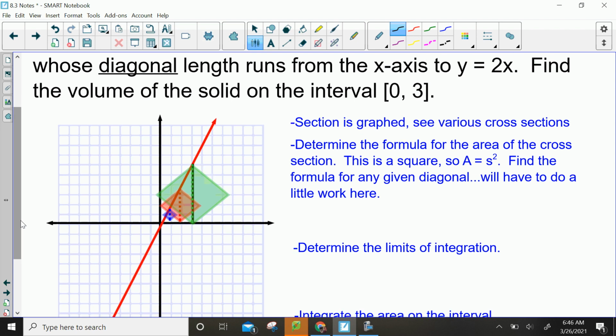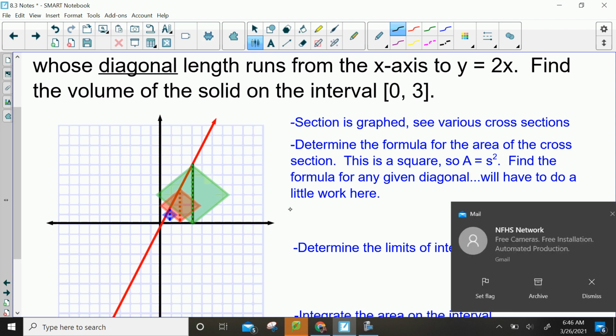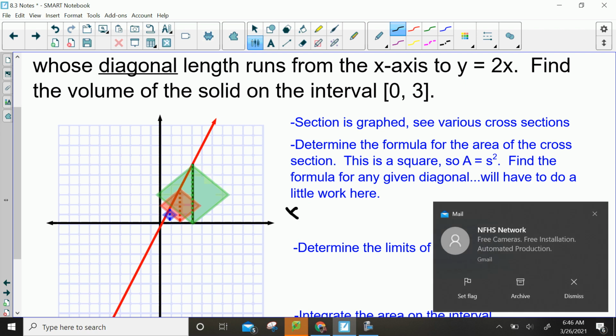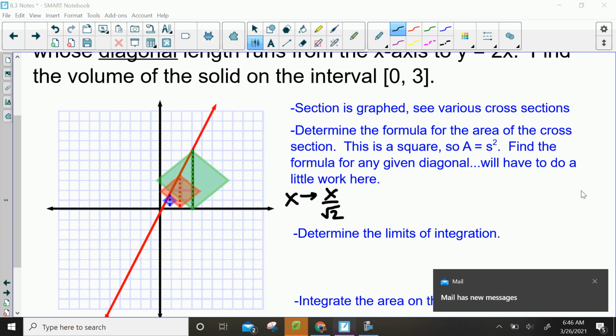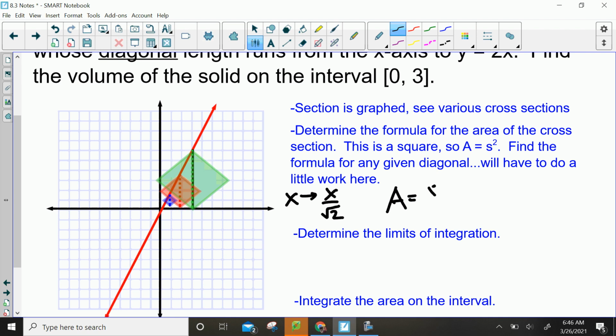So in any square, if we have the diagonal x, its side length then is x divided by square root of 2. That's your 45-45-90 triangle. And then to find the area, we are taking x divided by square root of 2, squared. So you get x squared over 2. That's our new area. Our limits, of course, we're going from 0 to 3.